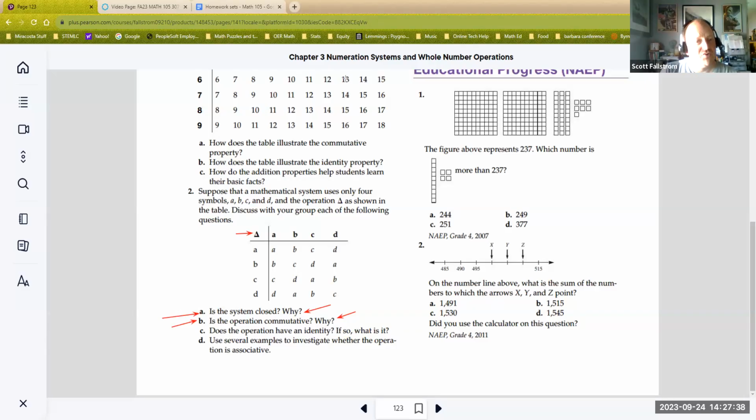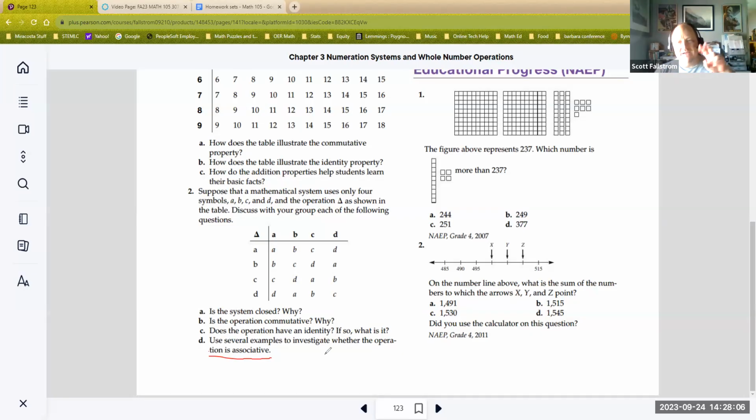Commutative. If you're struggling with commutative, think about driving from point A to point B, right? The distance from here to here, the distance from here to here, the distances are the same. So this is like your commute. And for commuting items, commutative property. So forwards and backwards would be the same. Is it commutative? Use several examples to investigate whether the operation is associative.